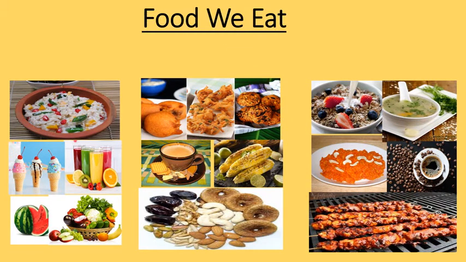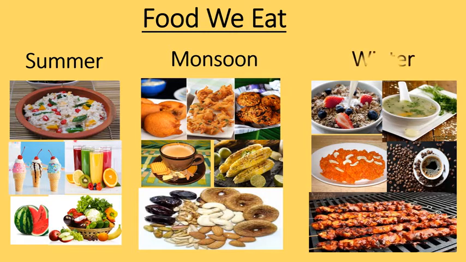Children, now let us see what we prefer eating in different seasons. Like in summer, we usually prefer eating cold things like yogurt, ice creams, different flavors of cold juices, fruits and vegetables. We prefer eating these things in summer because they keep us hydrated.